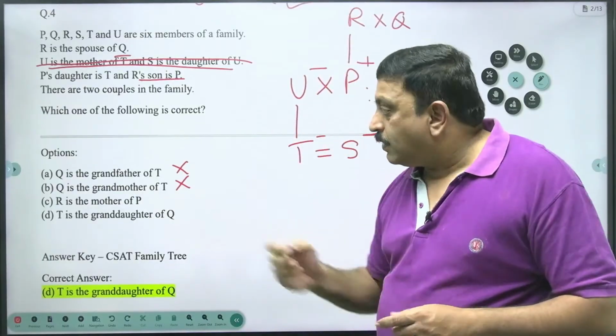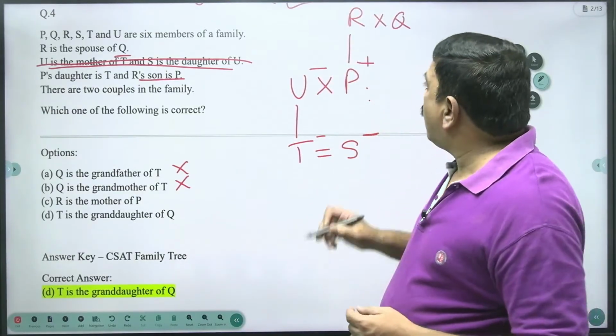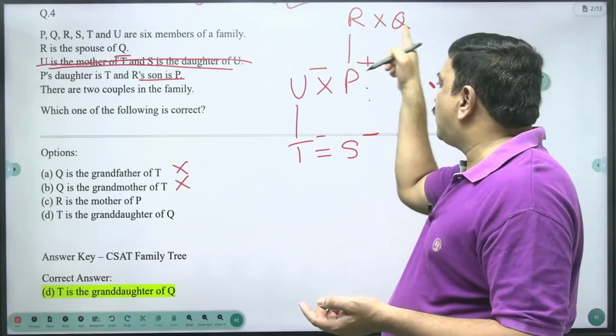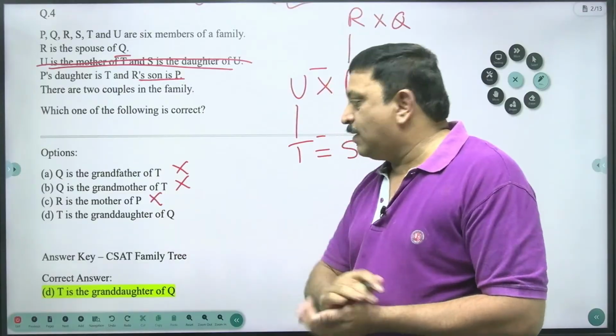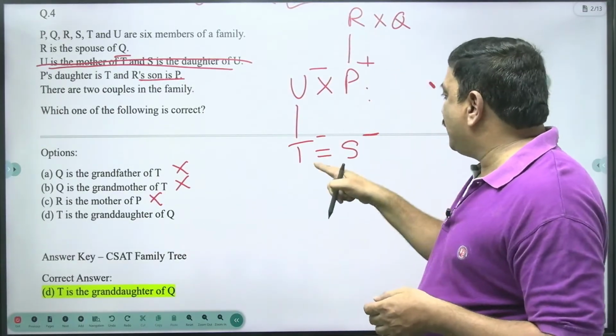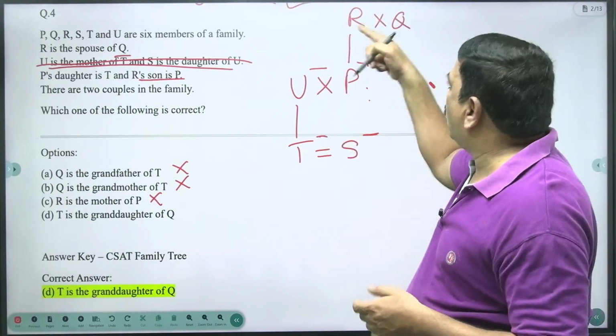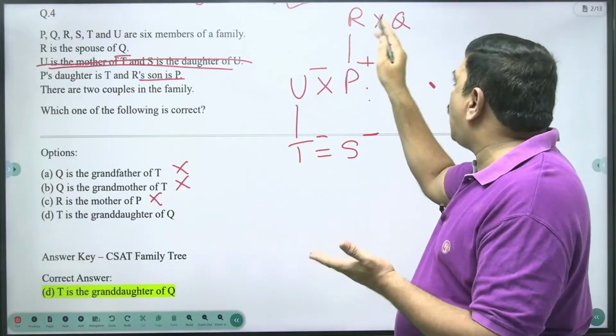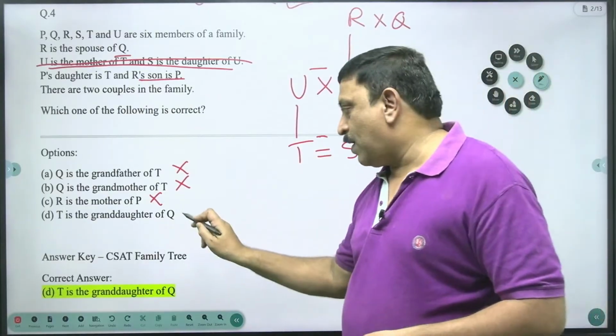Now come to the third, the C. R is mother of P. Again they are saying, so who is the gender? What they are insisting on, right? No. The last one, T is the granddaughter of Q. So whoever may be the case, T is granddaughter of both R and Q. Is it not? So answer is what?